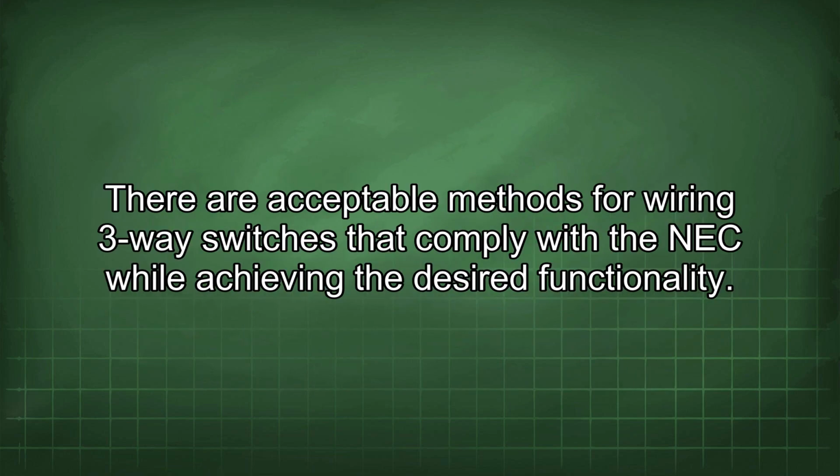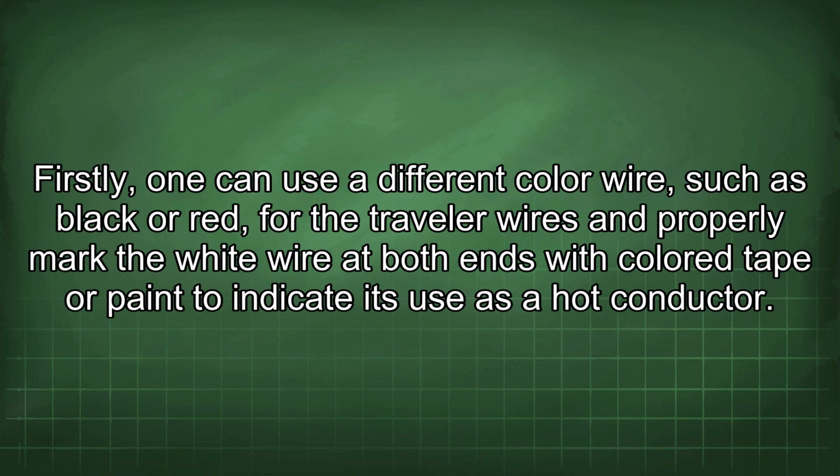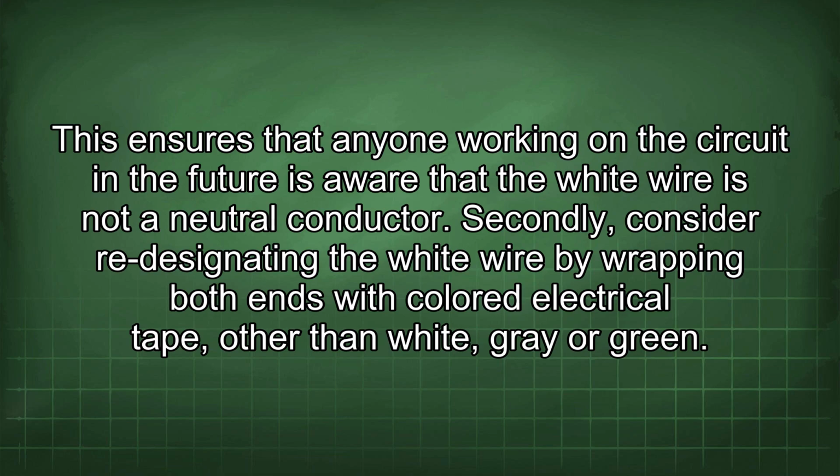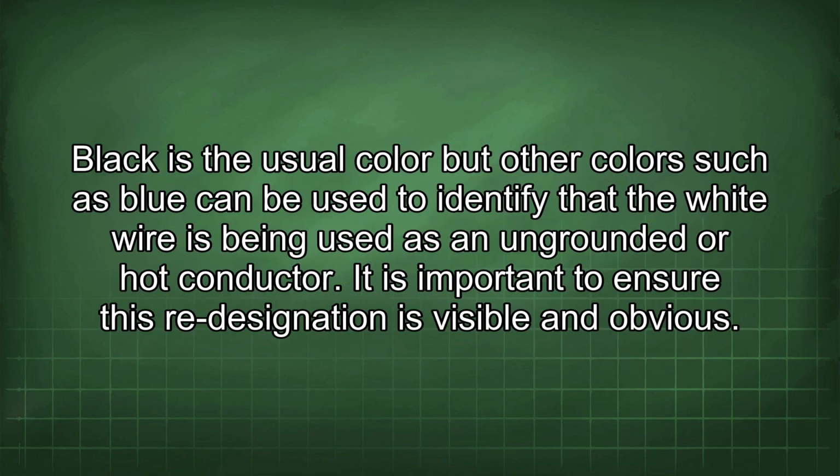There are acceptable methods for wiring three-way switches that comply with the NEC while achieving the desired functionality. Firstly, one can use a different color wire, such as black or red, for the traveler wires and properly mark the white wire at both ends with color tape or paint to indicate its use as a hot conductor. This ensures that anyone working on the circuit in the future is aware that the white wire is not a neutral conductor. Secondly, consider redesignating the white wire by wrapping both ends with colored electrical tape, other than white, gray, or green. Black is the usual color, but other colors such as blue can be used to identify that the white wire is being used as an ungrounded or hot conductor.